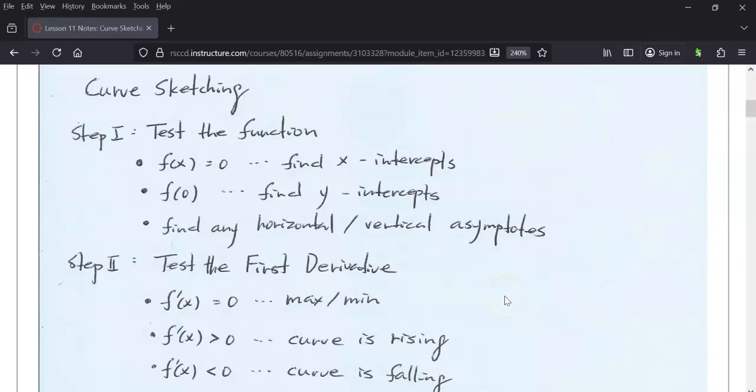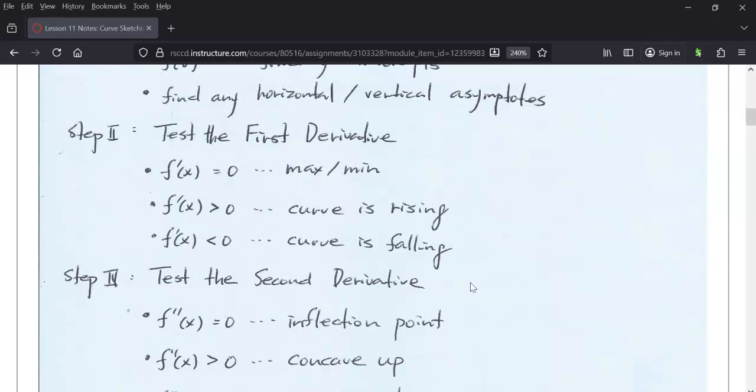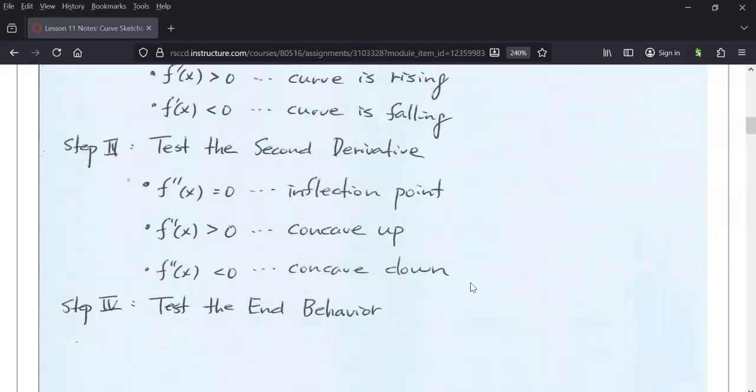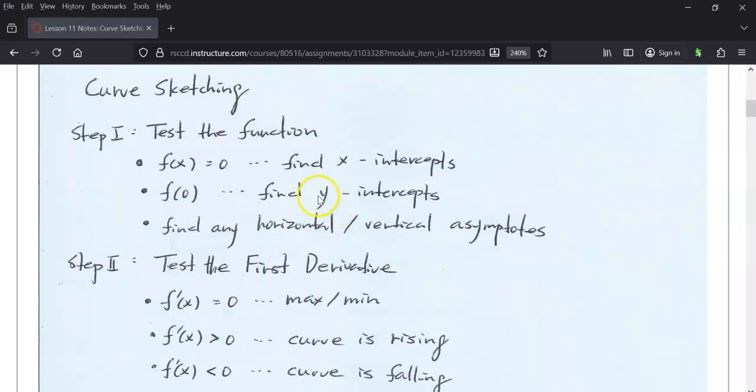Sketching is a really important part of calculus. Now, this particular section deals with finding maximal, minimal, and where the function is increasing and decreasing, and also talking a little bit about the second derivative, concave up and concave down. But while we're learning how to do curve sketching, those concepts will also be included in this presentation. So just remember a couple of things here.